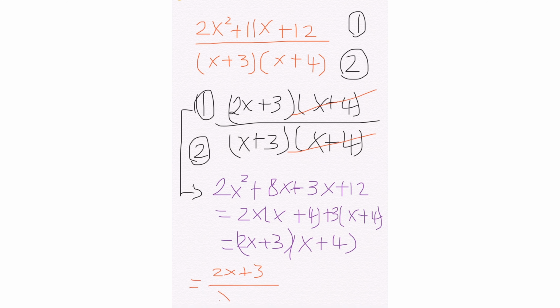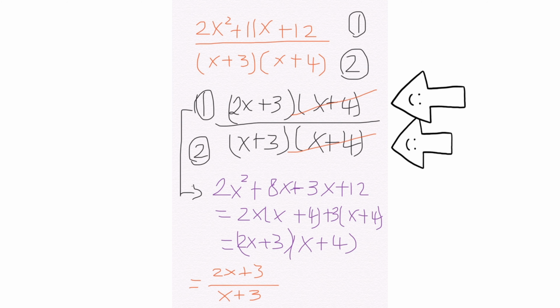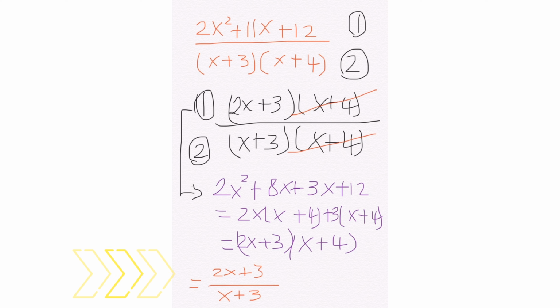And you can actually see that x plus 4 can be factorized, as both the denominator and numerator have x plus 4. So you will end up with 2x plus 3 over x plus 3.